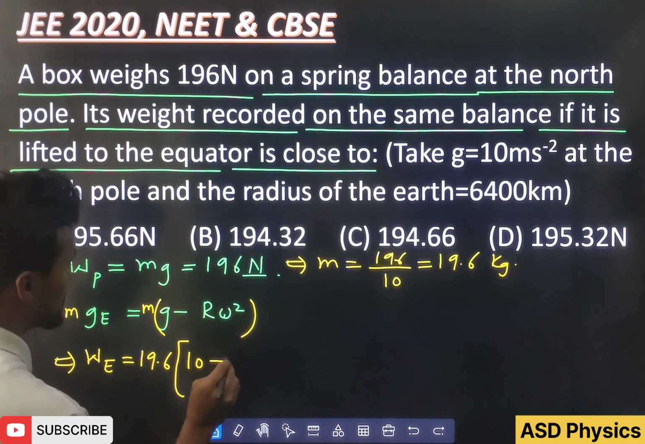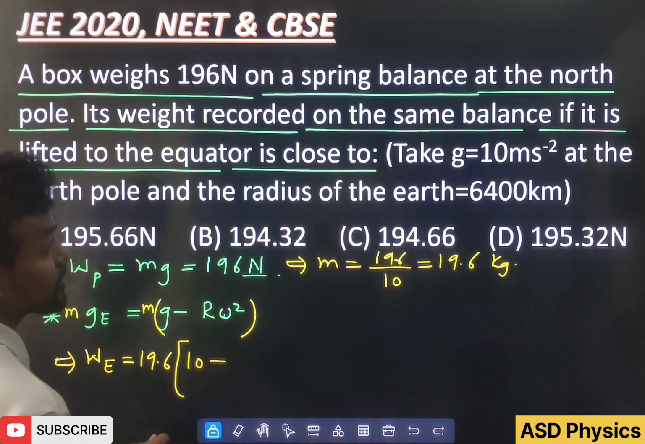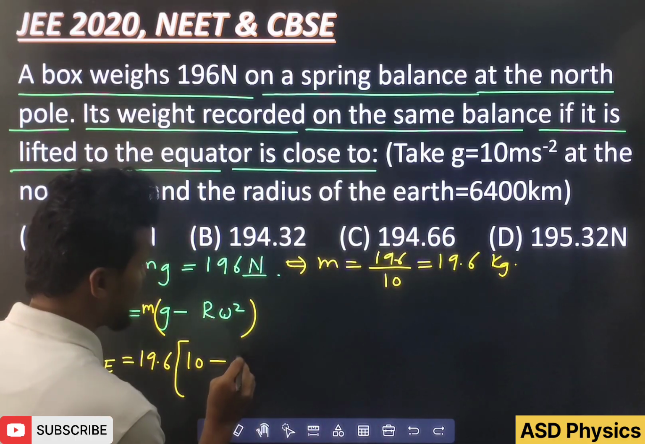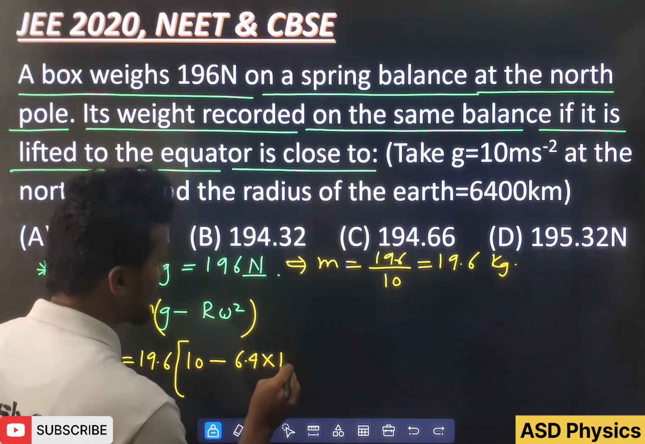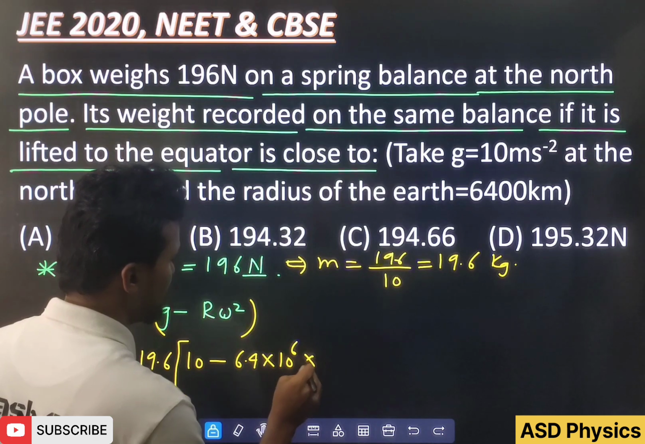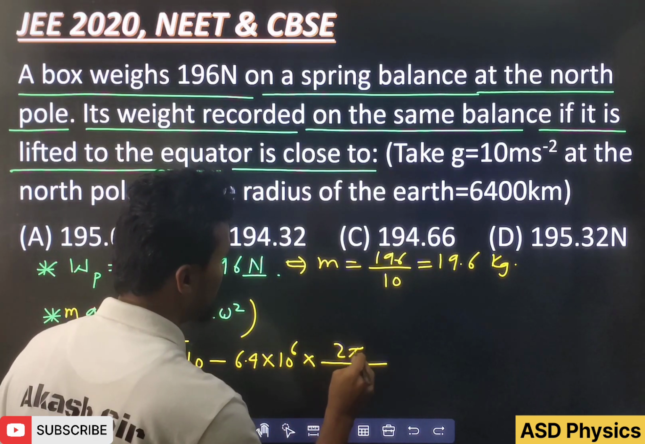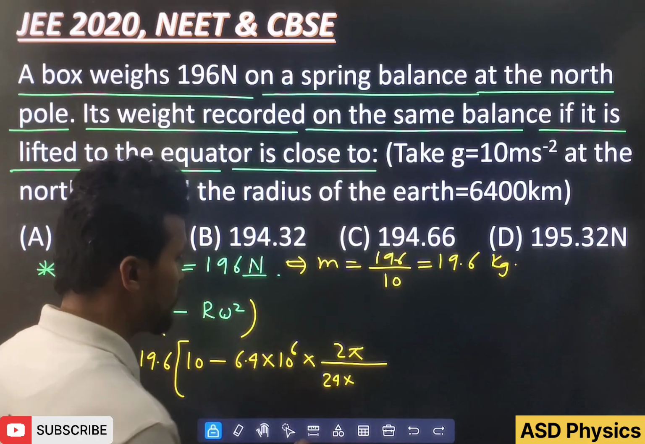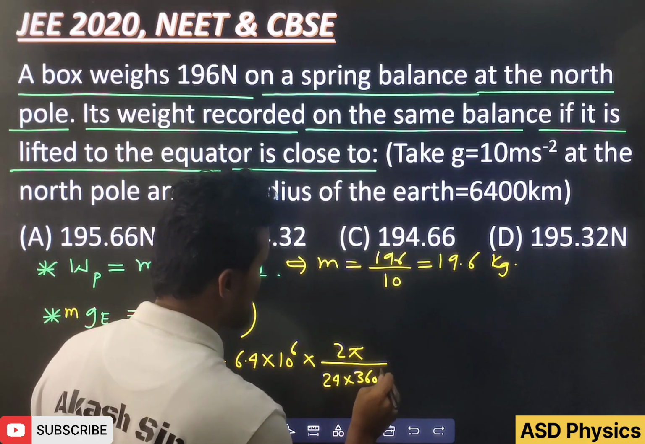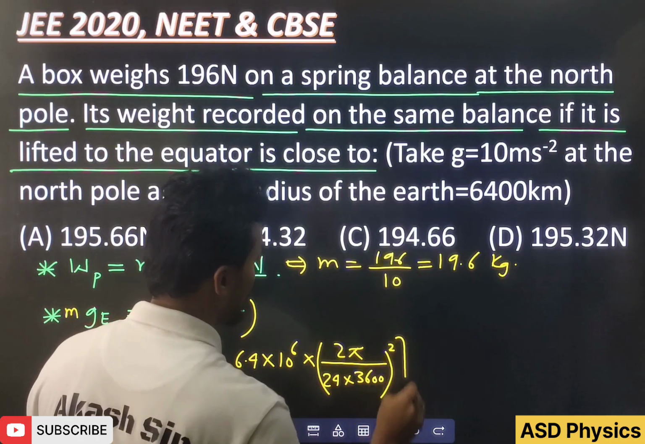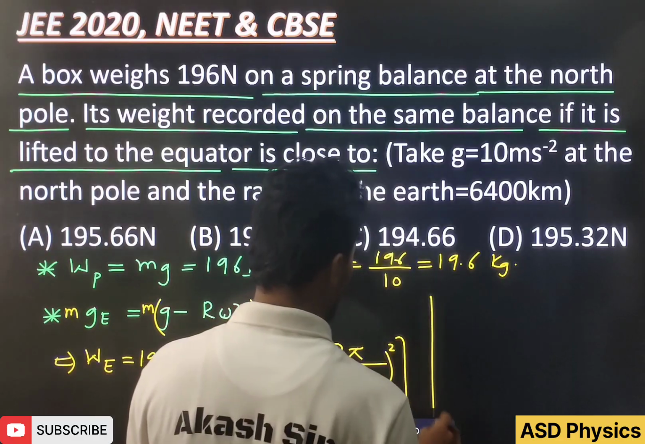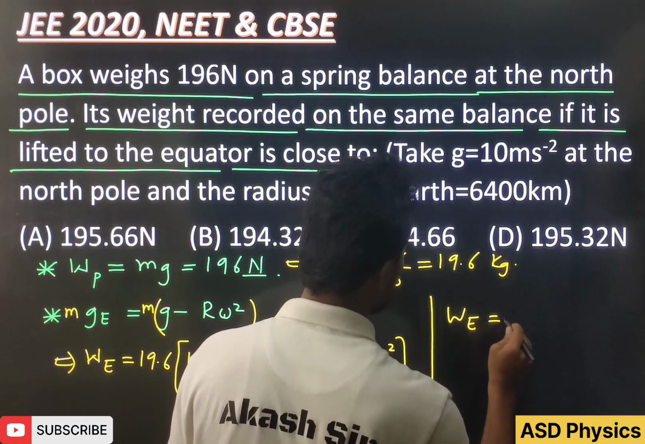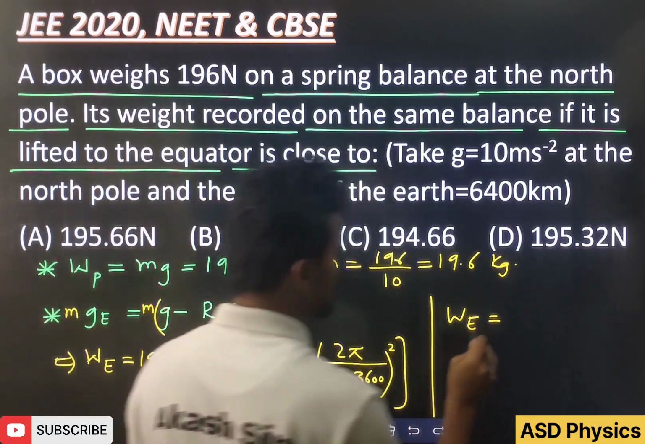The value of g is 10 minus r, the radius of the earth, which is 6400 kilometers, so 6.4 into 10 to the power 6 meter. Omega means 2 pi by capital T. The time period of the earth's rotation is 24 hours, so 24 into 3600, squared. We should know all this. So the weight on the equator, multiply 19.6 into 10.